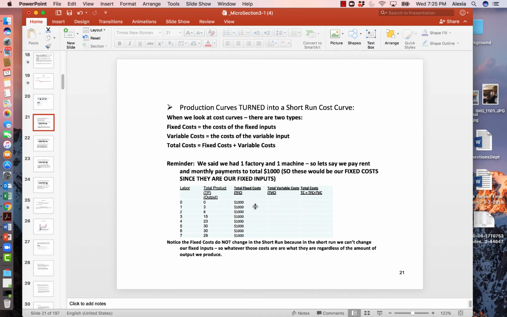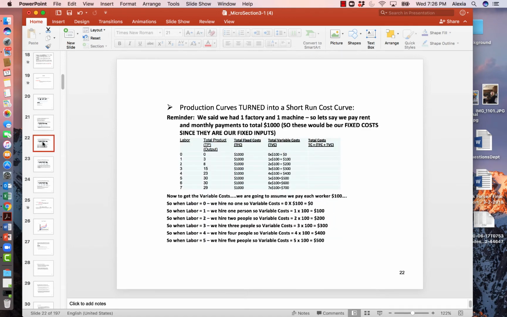So fixed costs are some amount in the short run. Those are the costs that you have to pay that you can't get out of until, let's say, your contract is up or something. So our fixed costs don't change, but variable costs do change because it depends on how many, in our case, people we're hiring. And then to get total costs, you take the variable and the fixed and add them together.